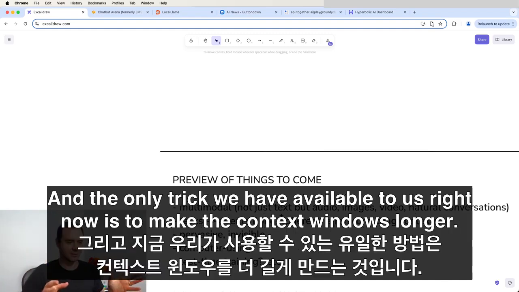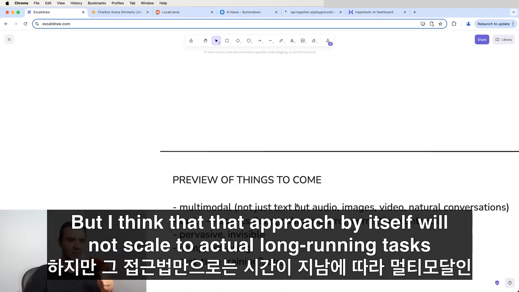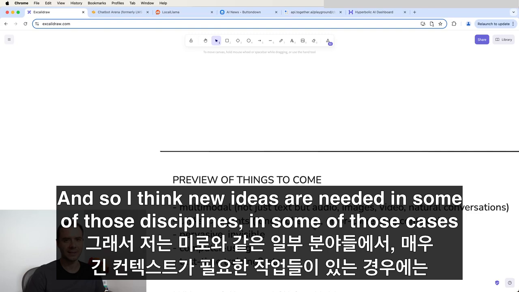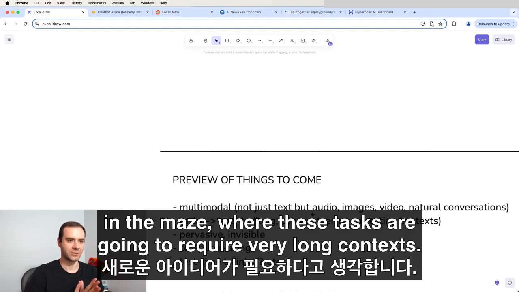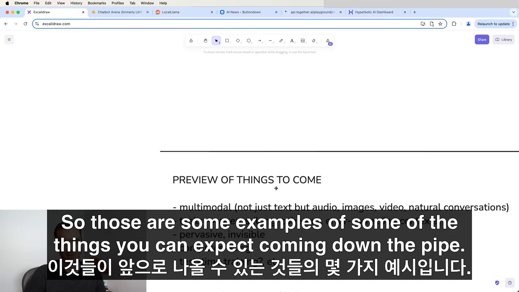And the only kind of trick we have available to us right now is to make the context windows longer. But I think that approach by itself will not scale to actual long-running tasks that are multimodal over time. And so I think new ideas are needed in some of those disciplines, in some of those cases and domains where these tasks are going to require very long contexts. So those are some examples of some of the things you can expect coming down the pipe.